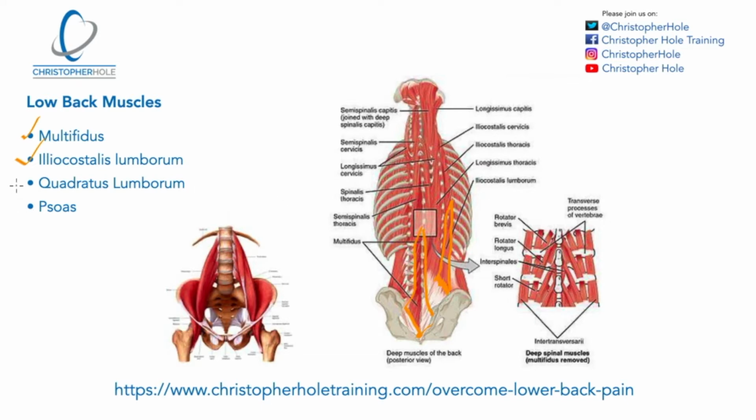Then we come on to the quadratus lumborum, which, if we're talking about the lower back, joins the top of the pelvis here all the way up the rib cage and then down each of the 5 lumbar vertebrae.